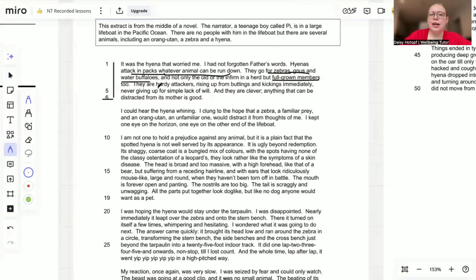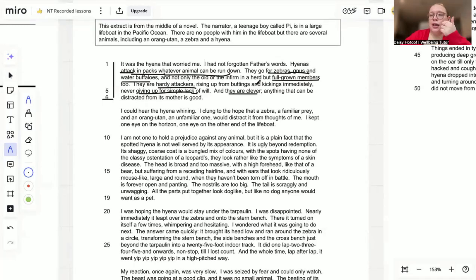"They are hardy attackers, rising up from the buttings and kickings immediately, never giving up for a simple lack of will. And they are clever. Anything can be distracted from its mother is good." So in this, you've got 1, 2, 3, 4, 5, 6 things you can say. You just want to pick out 4. So for instance, I would just keep it easy and go for the first 4. They attack in packs. They go for zebras, gnus, I don't know what a gnu is, and water buffaloes. They go for the full-grown members as well, right?